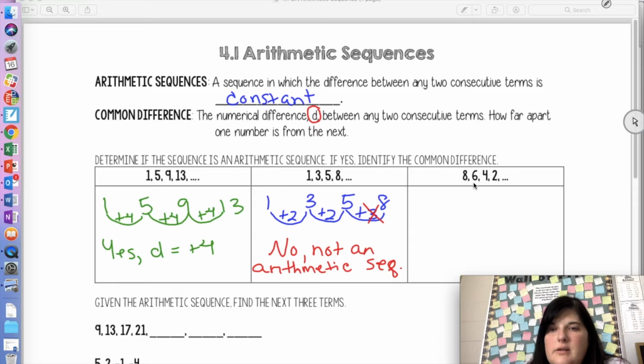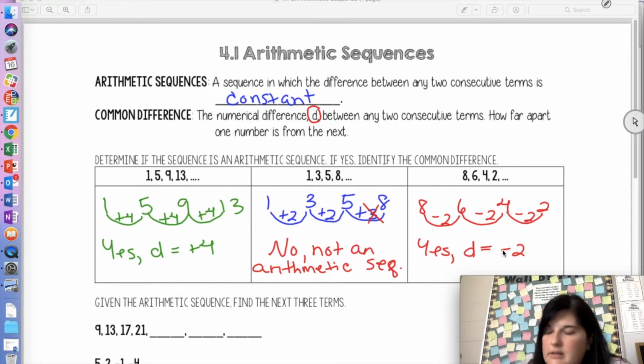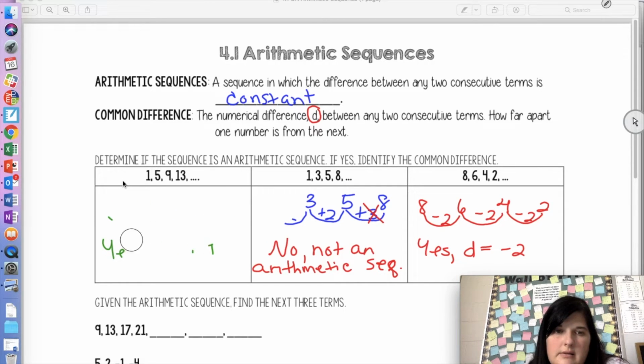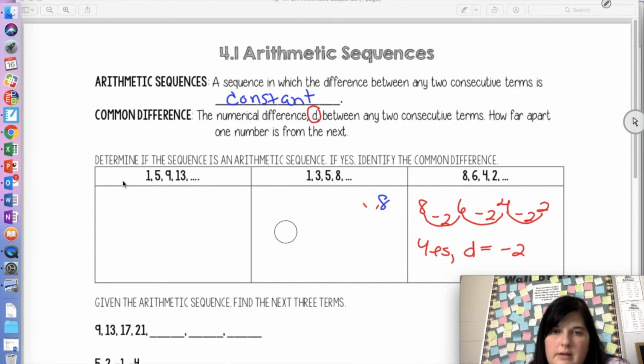All right, so the next one, 8, 6, 4, and 2. I'm going to spread that out again. Between 8 and 6, that's a difference of minus 2. 6 to 4, again, that's minus 2. And then 4 down to 2, we're subtracting 2 to get to that. So then the answer is yes, and D for your common difference would equal negative 2. All right, and then I need to erase to be able to move down to the next thing. Pause this if you were not done copying.